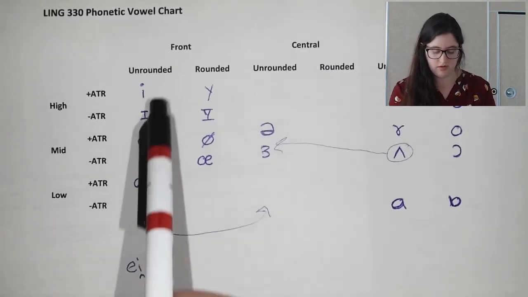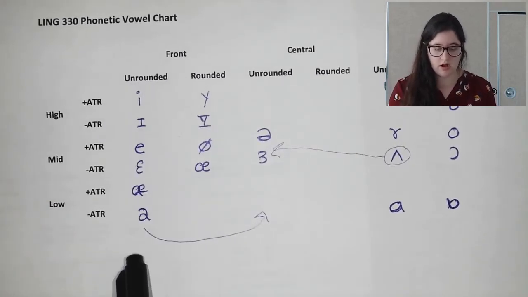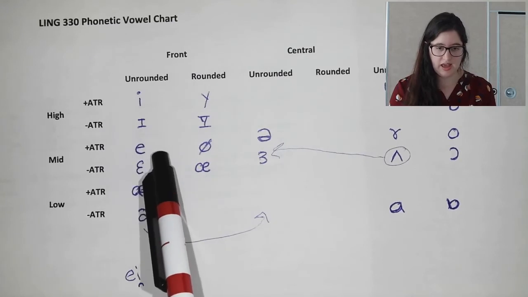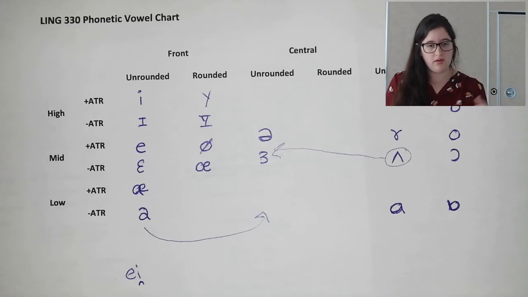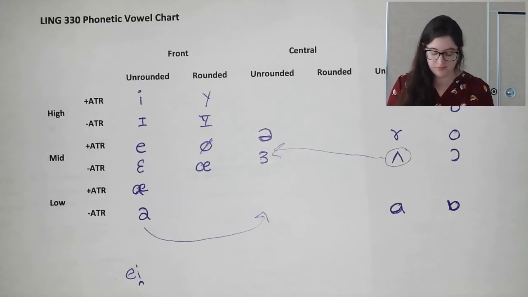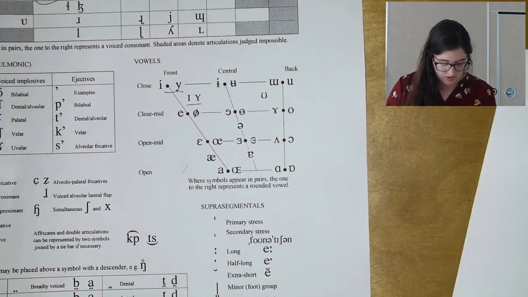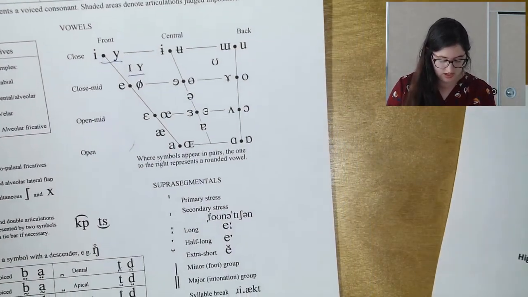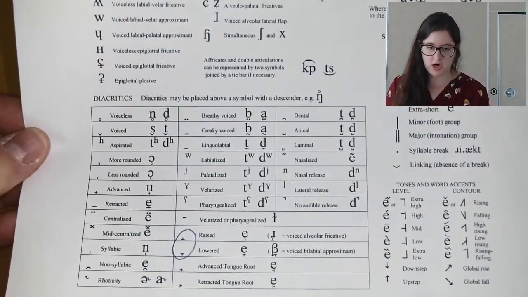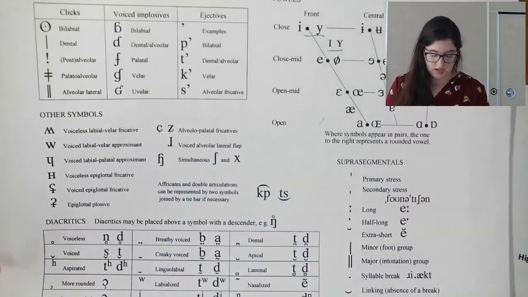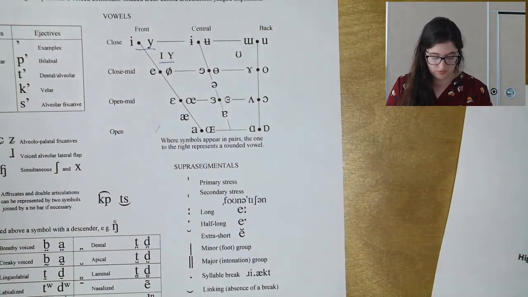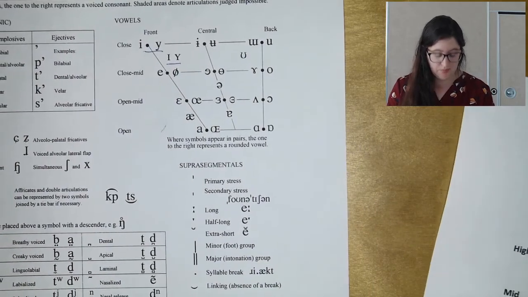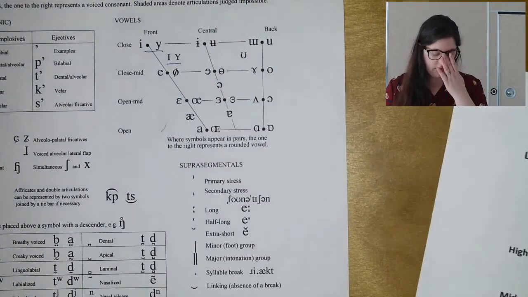So if you move down the unrounded front vowels, you go E, I, E, A, keeping them nice and separate. That might help you remember the symbols. Okay, let me see. On the official IPA chart, there are not diphthongs represented, unfortunately. So, yes. But you should be able to figure out what a diphthong is.